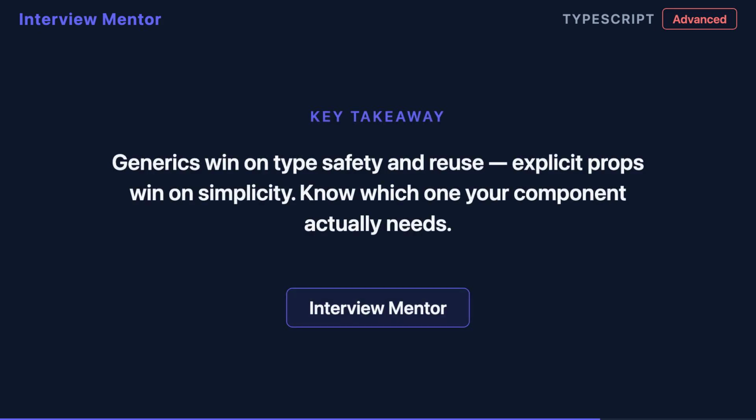Generics win on type safety and reuse. Explicit props win on simplicity. Know which one your component actually needs.